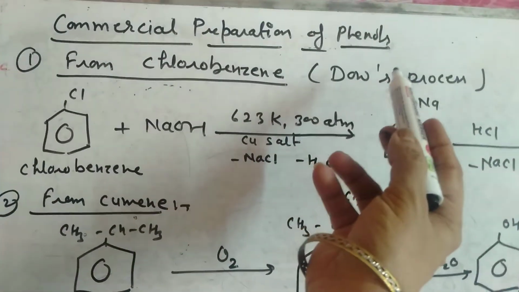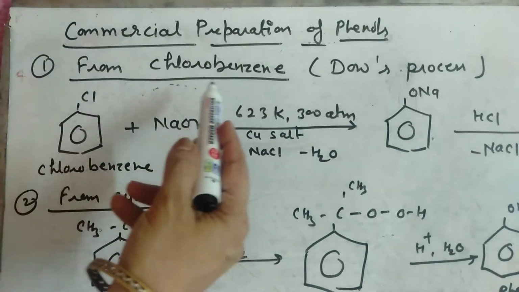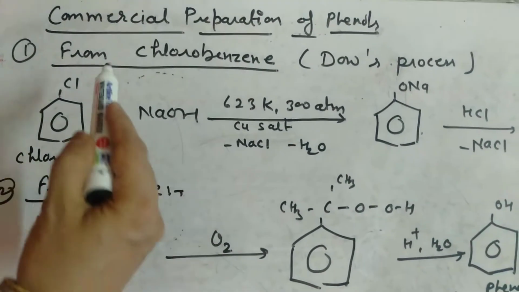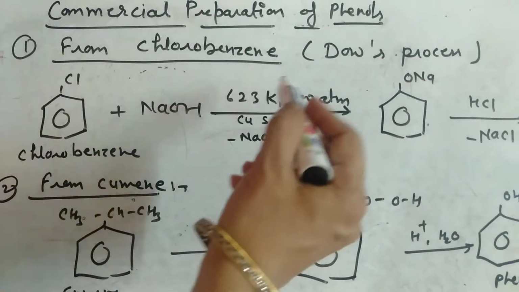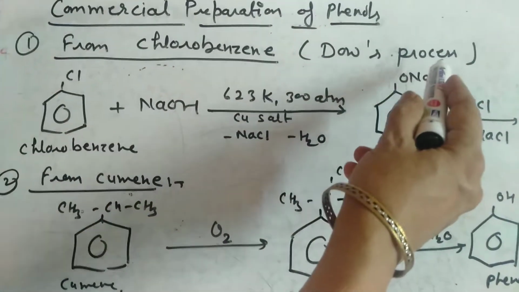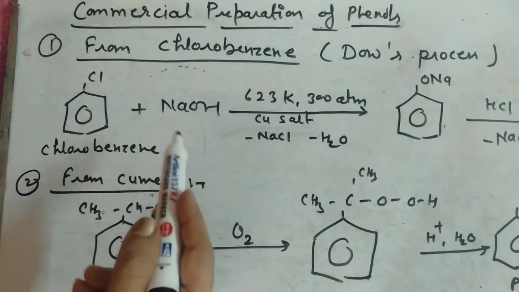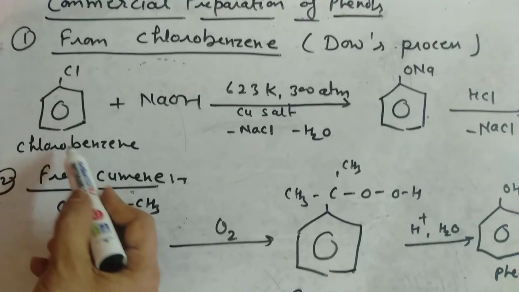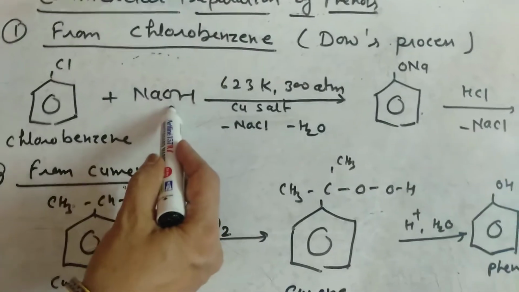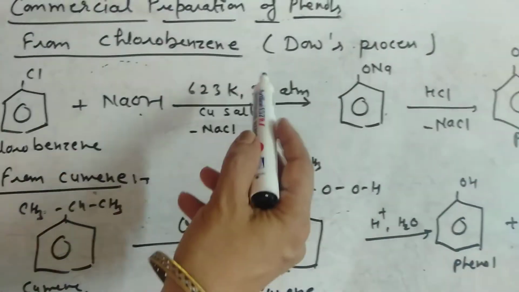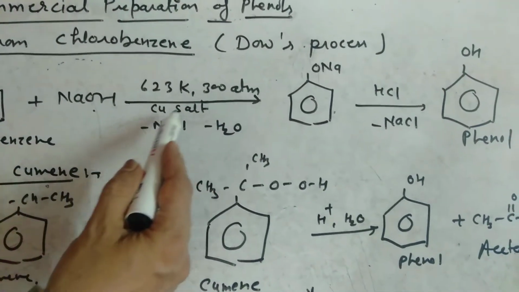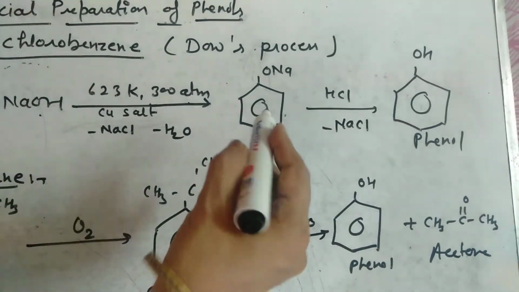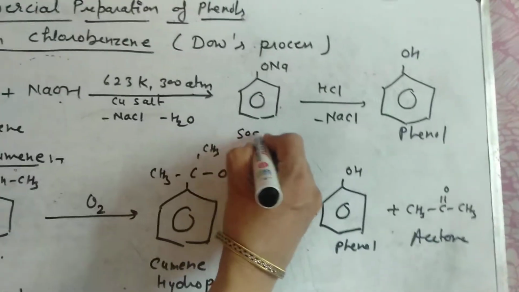Commercial preparation of phenols. Commercially, we prepare phenol by these methods. First is from chlorobenzene. This method is also known as the Dow process. In this method, phenol is manufactured from chlorobenzene. Chlorobenzene is heated with 10% aqueous solution of NaOH in the presence of copper salt at 623 Kelvin and 300 atmospheric pressure. Then sodium phenoxide is obtained.